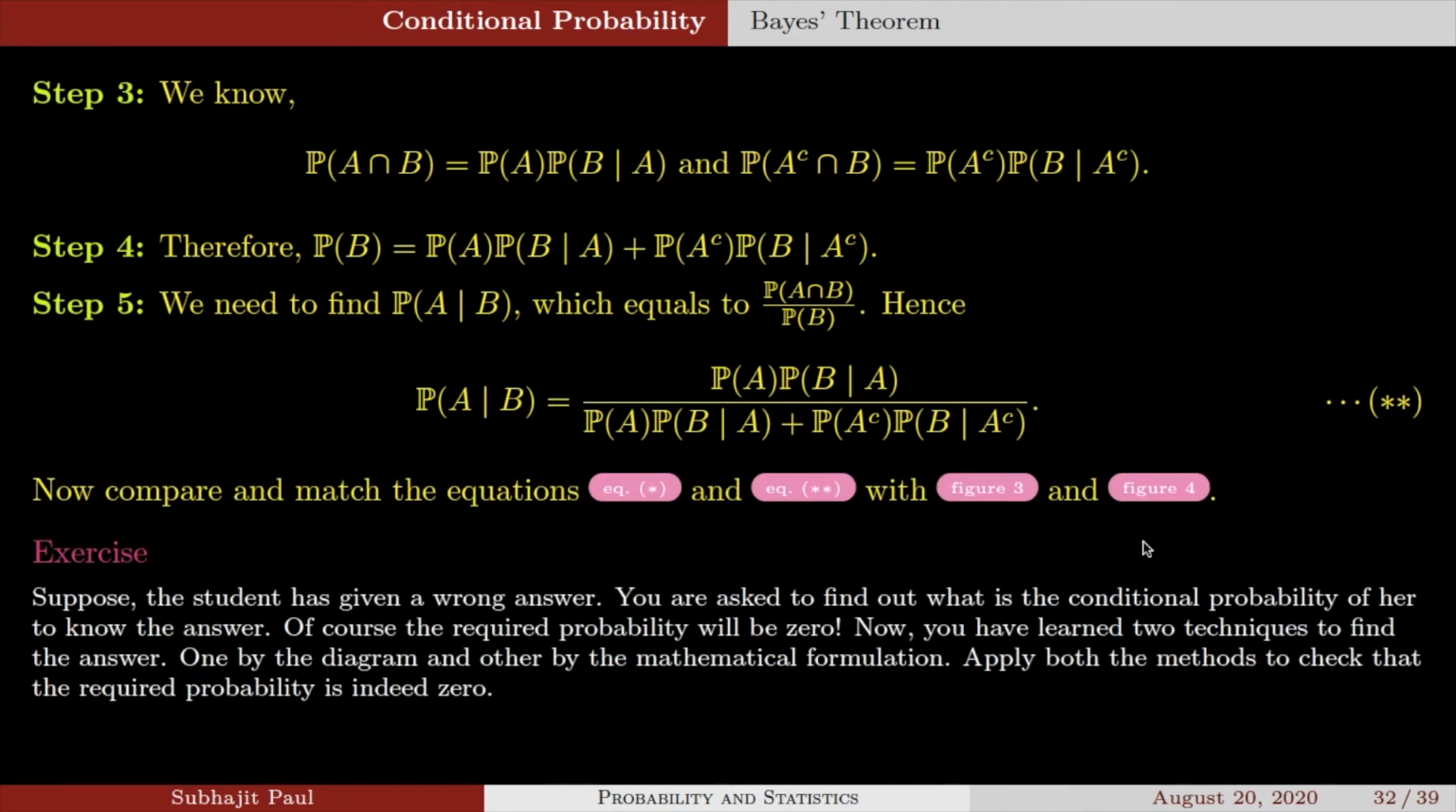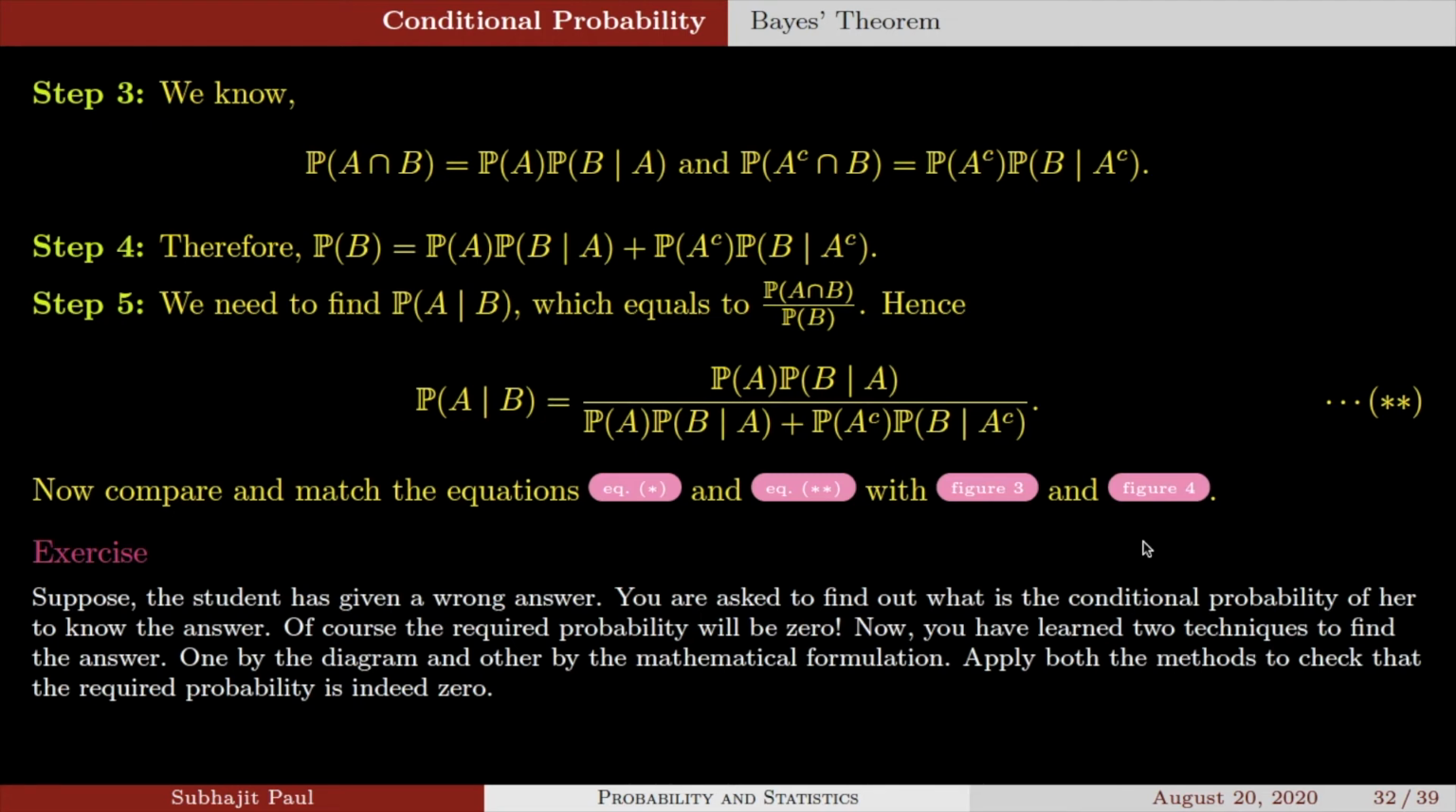Exercise. Suppose the student has given a wrong answer. You are asked to find out the conditional probability of her knowing the answer. Of course, the required probability must be 0. If somebody knows, then the student will never give the wrong answer.